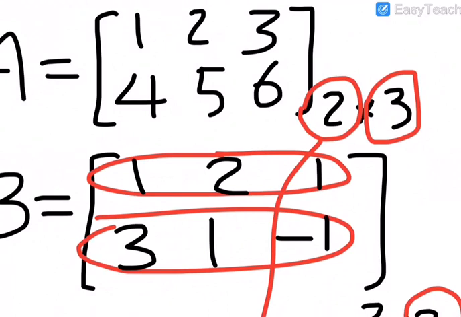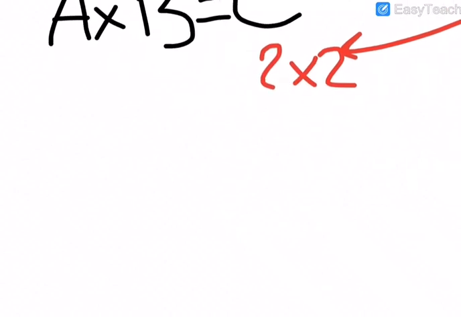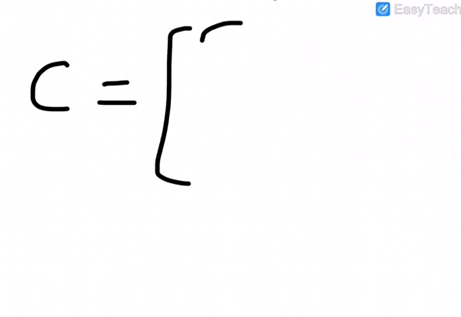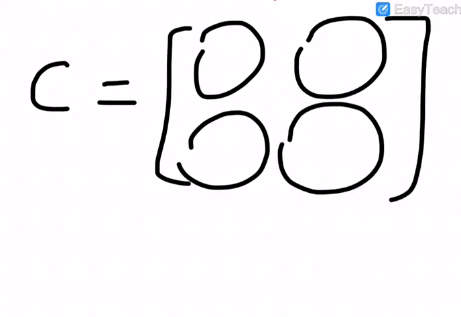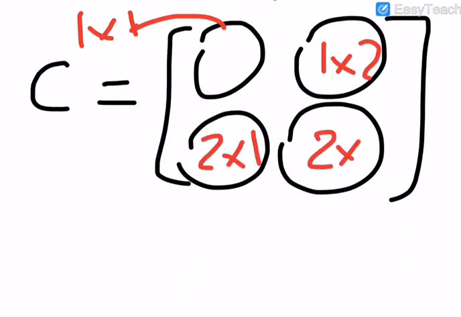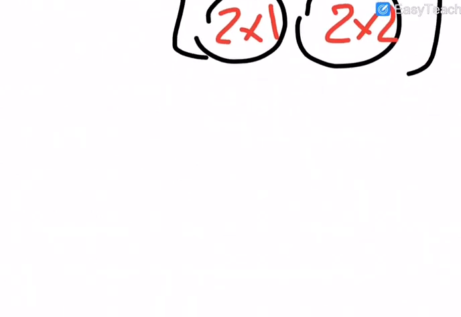Cool. But how can we calculate it? How can we calculate A times B? Okay, I want to tell you. I know the matrix C has 4 elements, right? It's a 2 by 2 matrix, so it's going to be in a form like this. This is the 1 by 1 element, 1 by 2, 2 by 1, and 2 by 2, right?